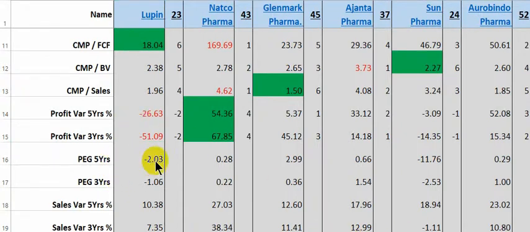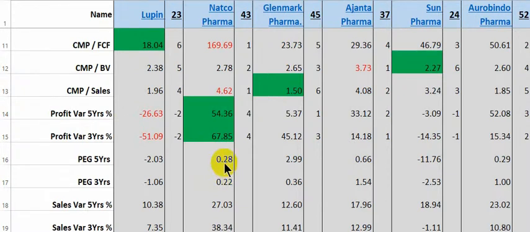So as investors, we would never want to see a negative PEG, which basically denotes a negative growth in profit, or profits falling from 5 years and from 3 years past. We want to see a positive value between 0 and below 1.5, which Natco Pharma through its ratios indicates. Natco's PEG is at 0.28 for the last 5 years and 0.22 in the last 3 years.